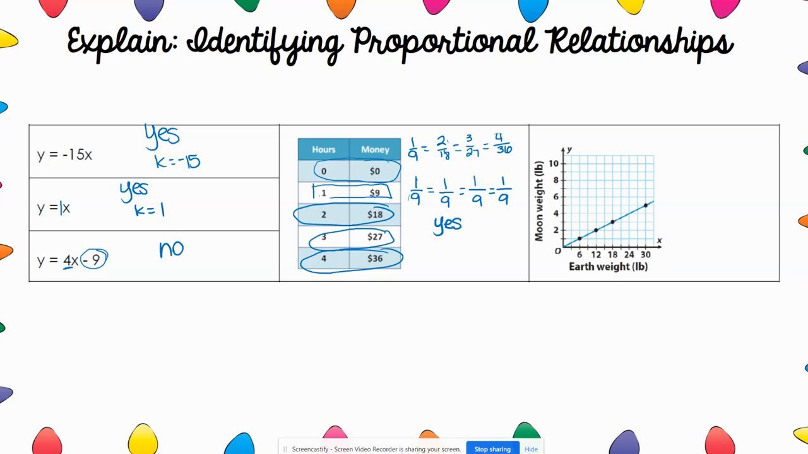1 times 9 gives me 9. 2 times 9 gives me 18. 3 times 9 gives me 27. And 4 times 9 gives me 36. So because of that, my constant of proportionality here is 9.